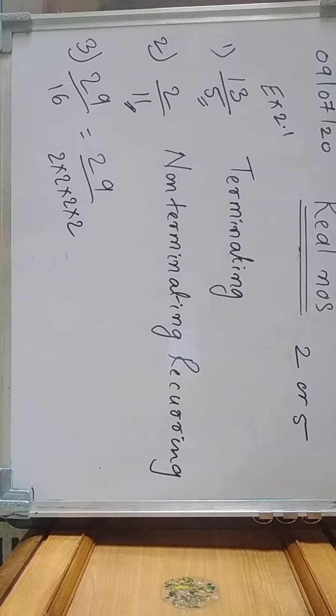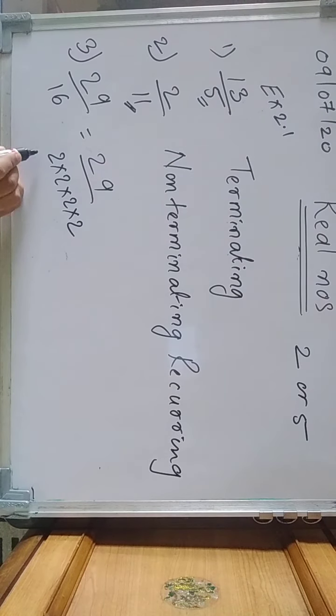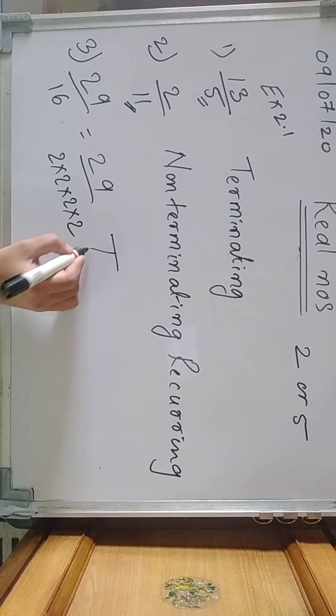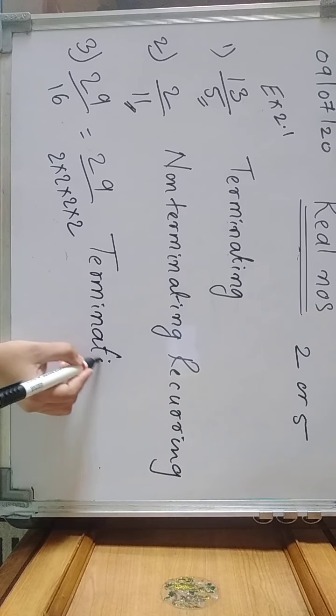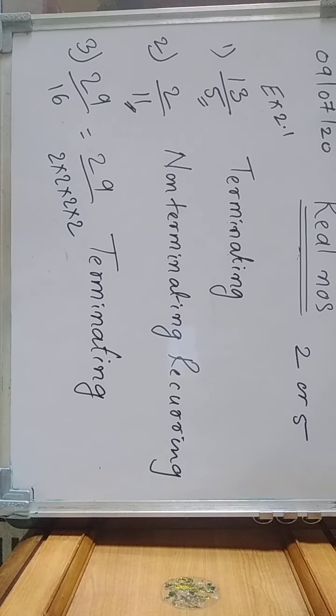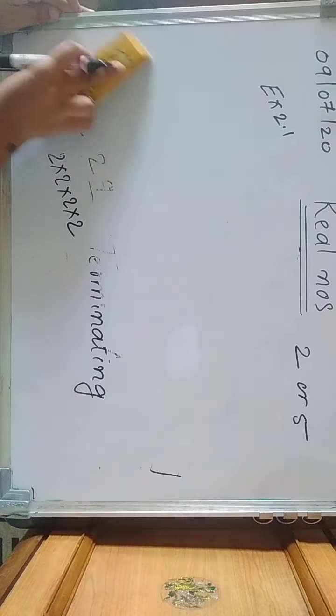Okay, so if you observe, the factors are supposed to be 2 or 5. So we have here all 2 as the factors. So this will be a terminating type. Remember children, it should be either 2 or 5 or both 2 and 5. Then it becomes a terminating kind of number. Okay. Now the next number.